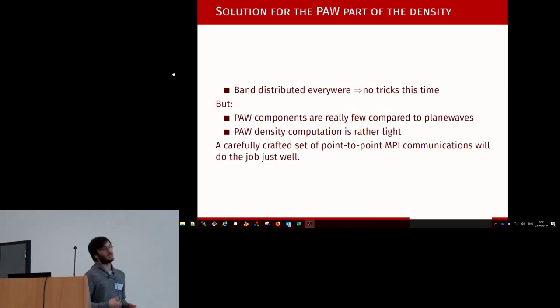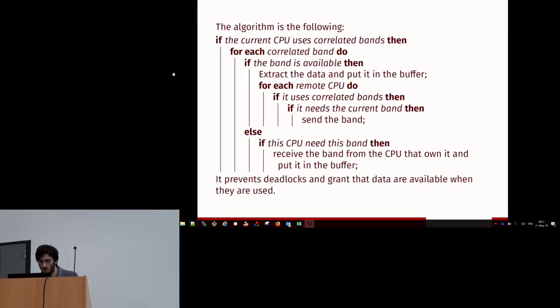For the PAW part, as I said, we are always in band parallelization, so we can't use that kind of trick. Also, the PAW part is really light compared to the plane wave part because there are fewer components. So we can just use point-to-point MPI communications. We will exchange the information that we are lacking, and we will compute it in a more naive way. So the algorithm to do the data exchange is the following.